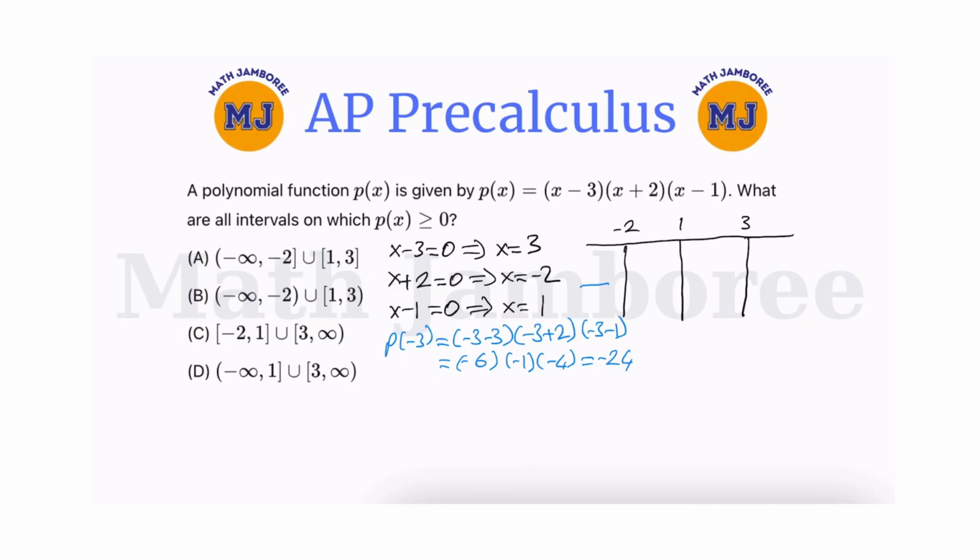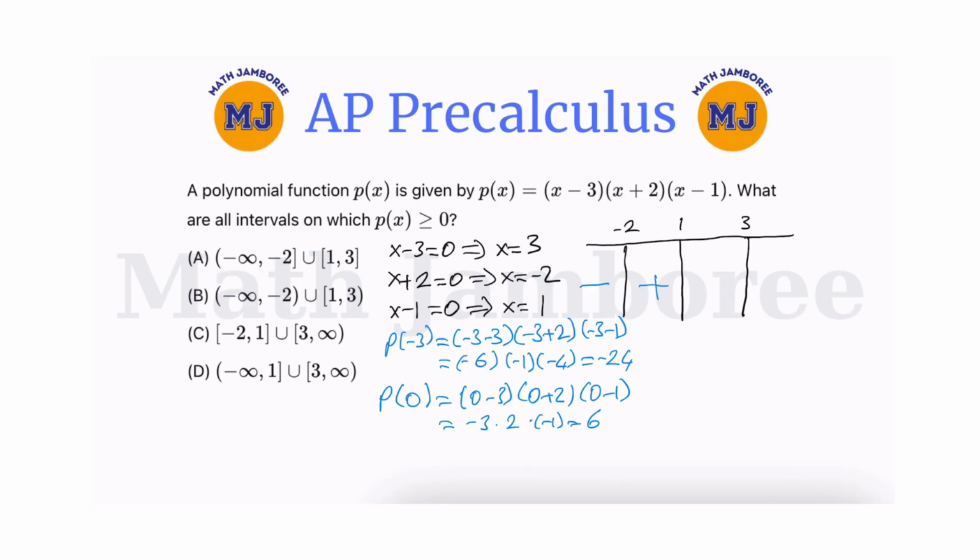Which number do you think you can use? I always suggest you use 0 because it's easy to substitute. P of 0 will become (0 minus 3)(0 plus 2)(0 minus 1). If you do this calculation, this gives you negative 3 times 2 times negative 1. Negative times positive is negative, negative times negative is positive 6. So between negative 2 and 1, the value of p of x is positive.